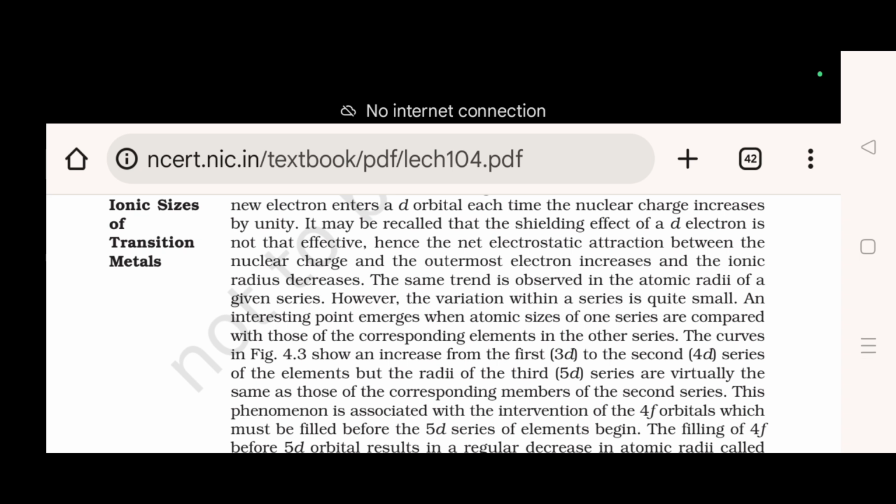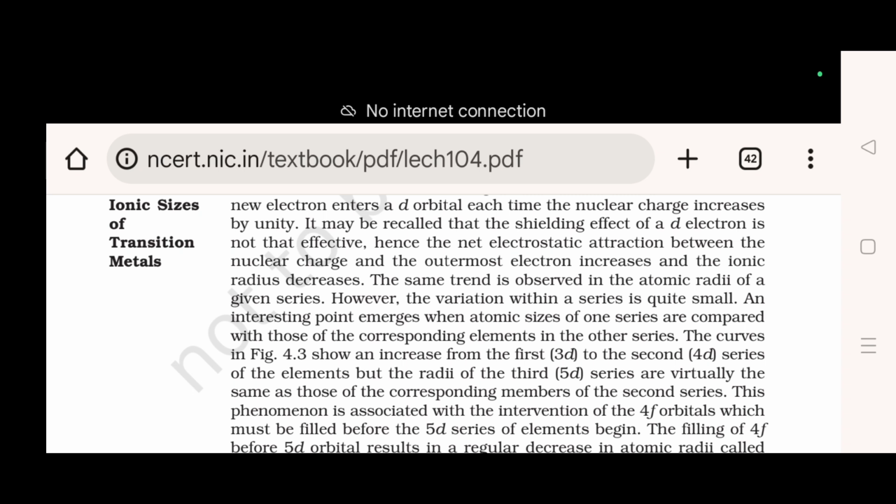The same trend is observed in the atomic radii of a given series. However, the variation within a series is quite small. An interesting point emerges when atomic sizes of one series are compared with those of the corresponding elements in the other series. The curves in figure 4.3 show an increase from the first 3d to the second 4d series of the elements, but the radii of the third 5d series are virtually the same as those of the corresponding members of the second series.